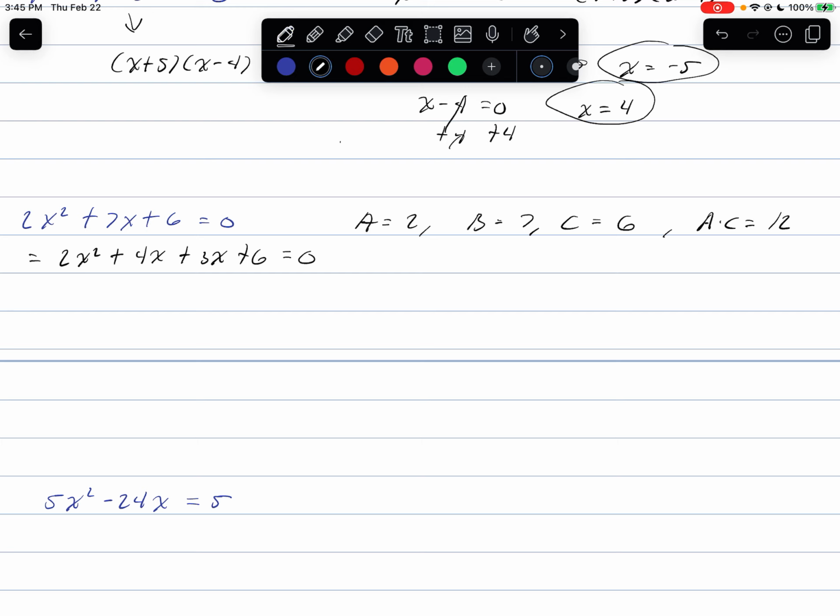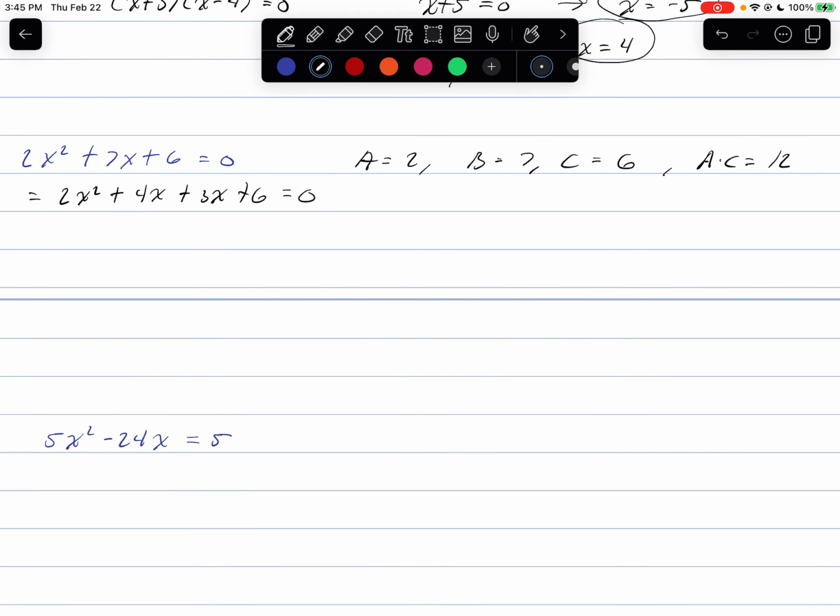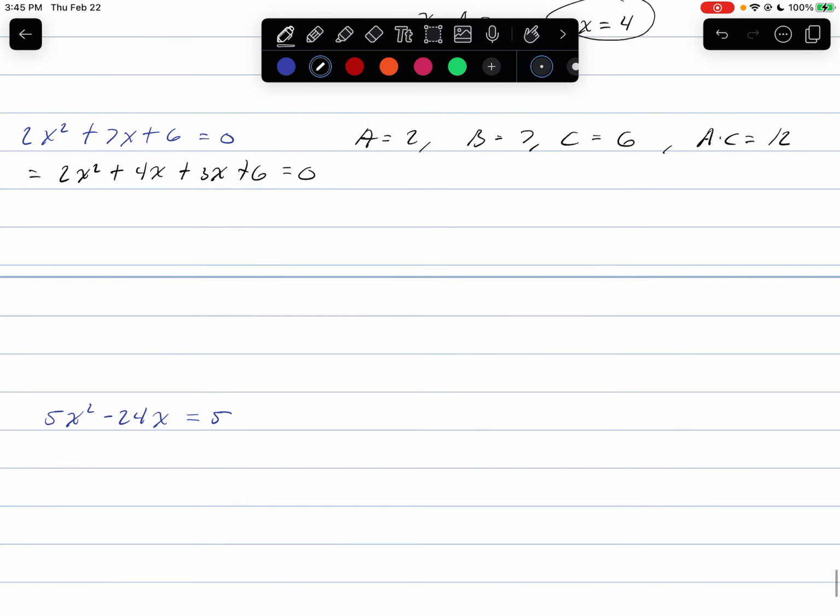Okay, so from here, we can go ahead and factor this. So let's put some parentheses here and here. For this first set of parentheses, 2x squared plus 4x, we can factor out a 2x. If we factor out a 2x, we'll end up with x plus 2. And then for the second one here, we can factor out a 3. And if we factor out 3, that's going to give us x plus 2.